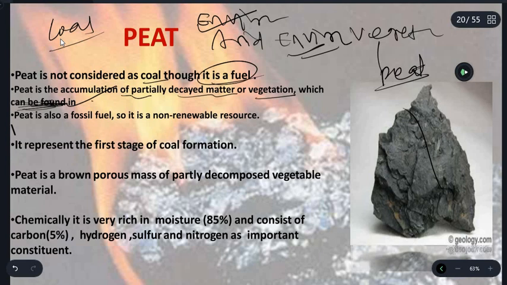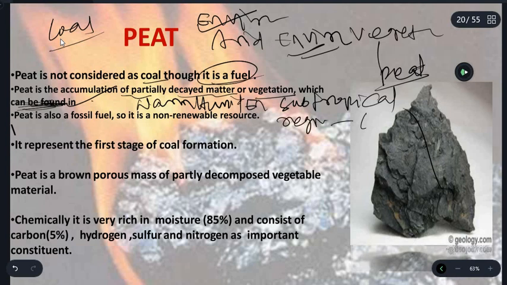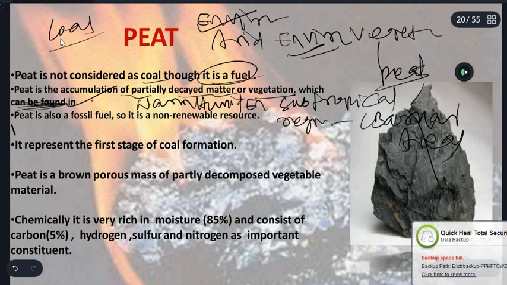You need a warm, humid environment, in the soft tropical region. Right? Like your Barakar area. You'll get a huge quantity of coal in the Barakar area. Right? So peat is also a fossil fuel. It is a non-renewable resource. It represents the first stage of coal formation.